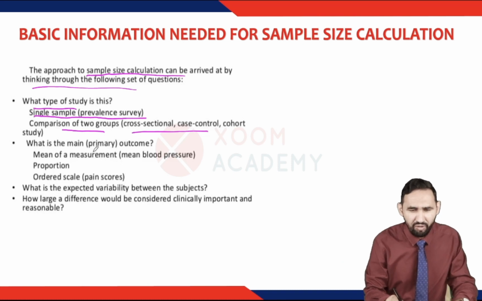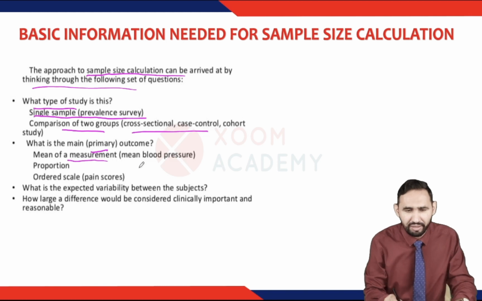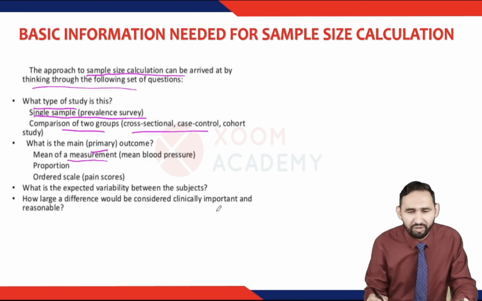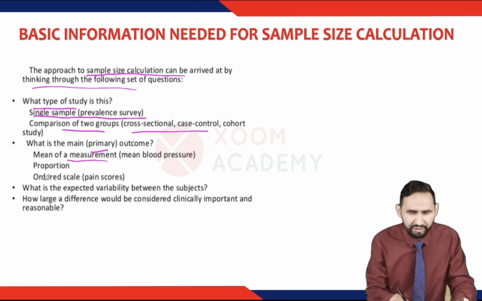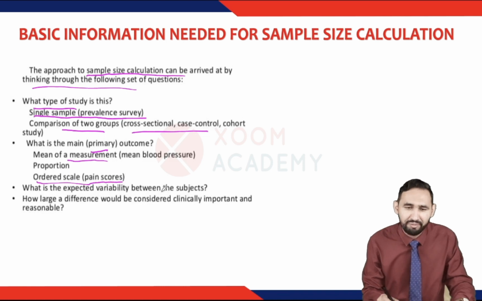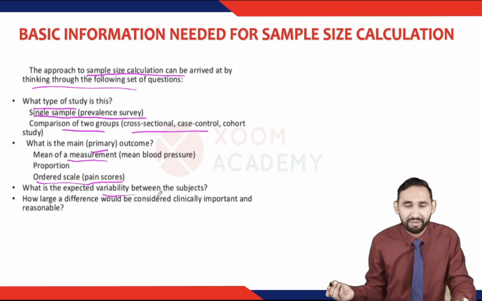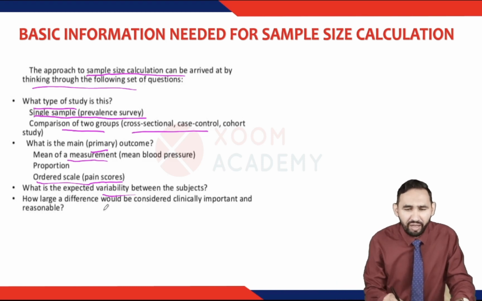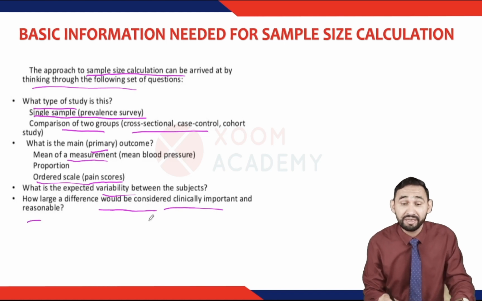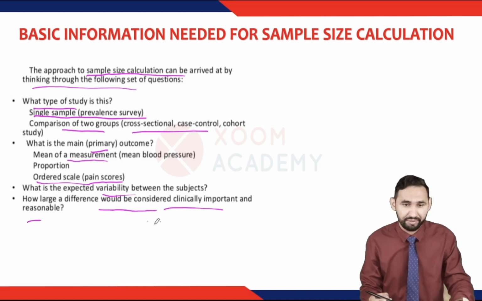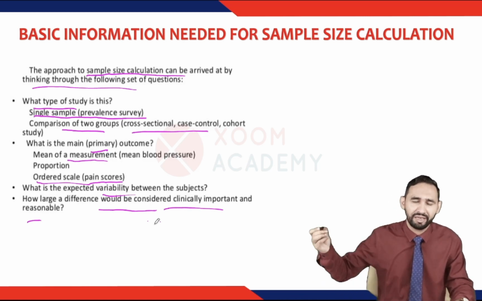What is the main primary outcome, or what will be the primary outcome? What do you want to measure? Mean of measurement, like you want to measure mean blood pressure, mean cholesterol, or ordinal variables, like pain is an ordinal variable. What is the variability? Whether this will be experimental or not. How large a difference would be considered clinically important? Which difference is clinically significant or not? We measure the significance by applying some tests, like tests of significance. So we must have information regarding the design of the study.